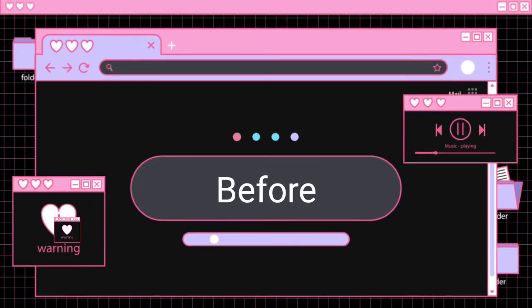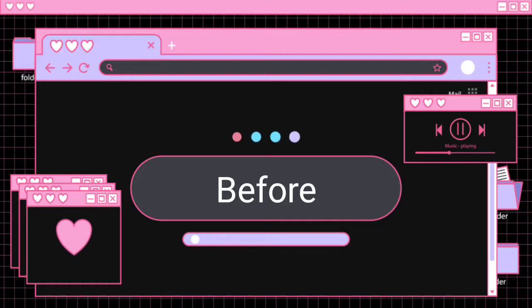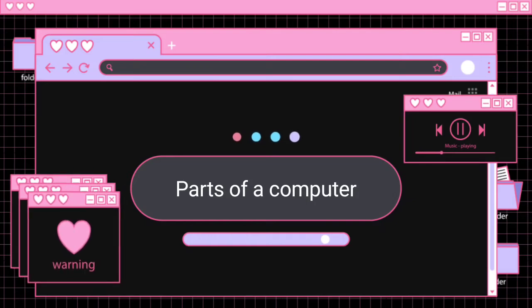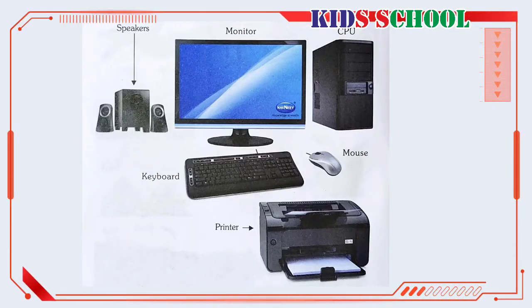In the previous video, we learned what a computer is, and today we are going to start the second lesson of Introduction to Computers, Standard 1, lesson number 2, Parts of a Computer. Dear students, on screen you can see the main parts of a computer. There are 6 main parts of a computer.